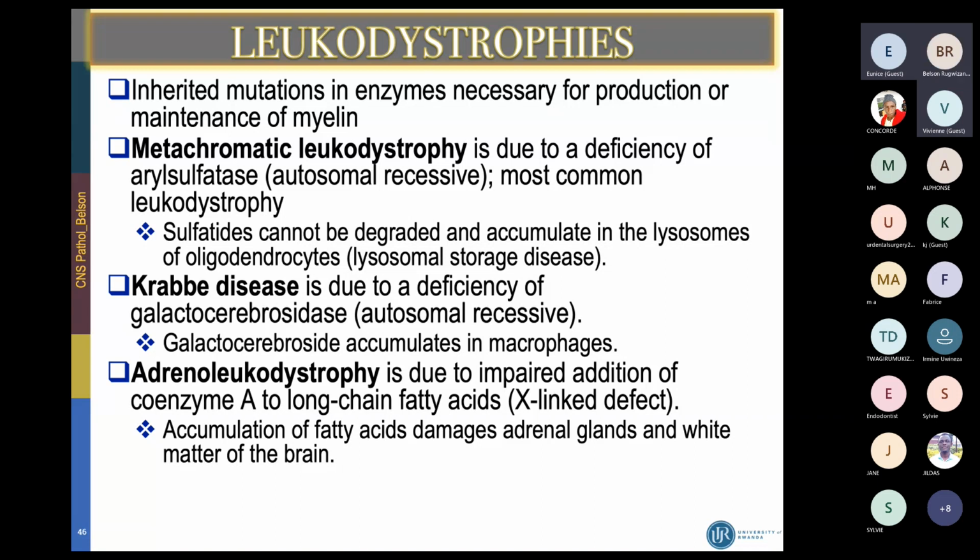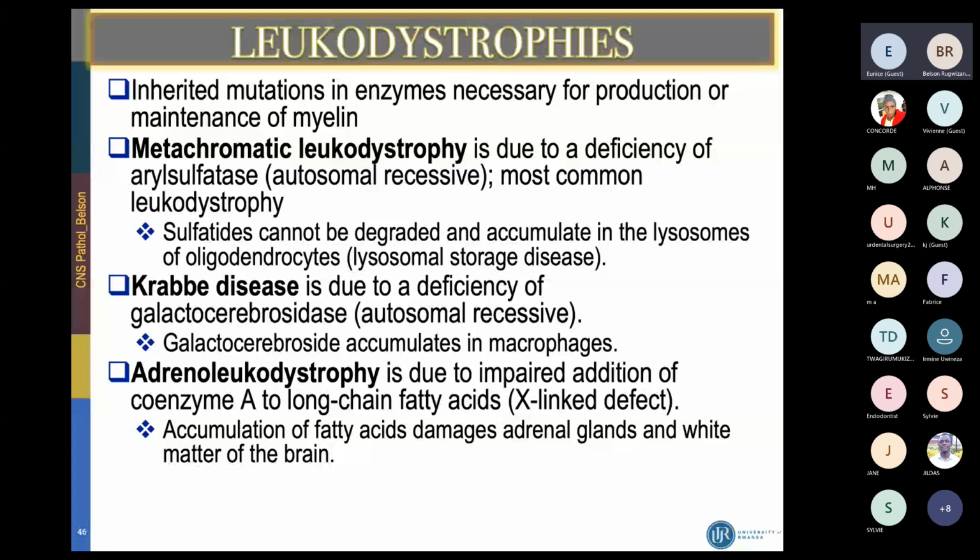Caused by inherited mutation in enzymes necessary for the production and the maintenance of the myelin. So there are three types here. Metachromatic, this leukodystrophy is due to deficiency of aryl sulfatase. This is an enzyme. So in this case, the sulfatides cannot be degraded, and therefore they accumulate in the lysosomes of oligodendrocytes. So this is one of the types of lysosomal storage diseases.